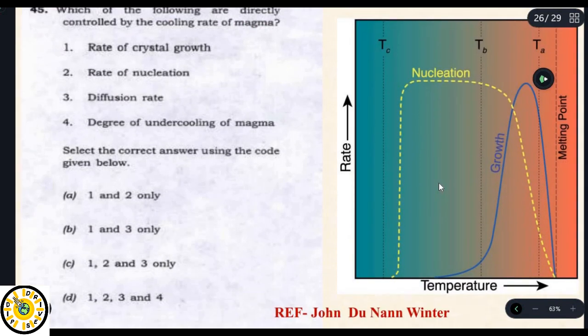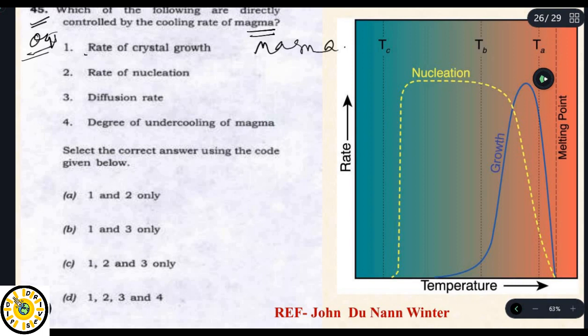ठीक है, so next go to the next question, question number 45. So this is the last question. Which one of the following is directly controlled by the cooling rate of the magma? ठीक है, how the different types of cooling affect the magma.